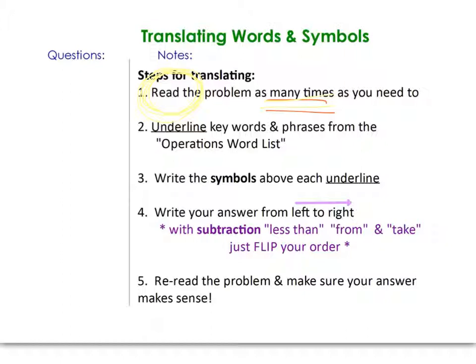Step 3 is to write the symbols above each underline. So any big thing you underlined, you're going to put a symbol right above it. Number 4, write your answer from left to right. With subtraction, less than, from, or take, flipping the order. That's when I said circle those words in your subtraction list. Circle these guys. Look, I'm going crazy with it. Make sure that you flip your order. We'll do some more practice in a minute. Then it says reread the problem and make sure your answer makes sense.